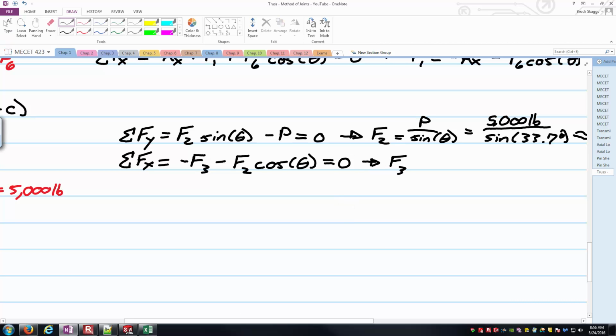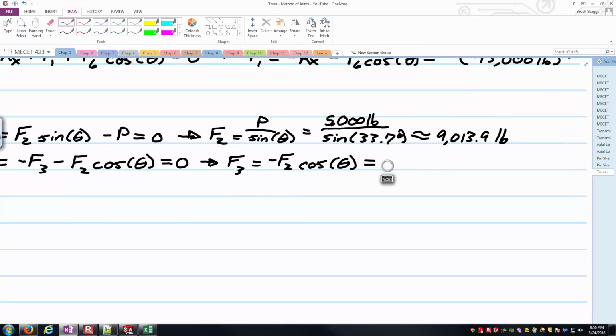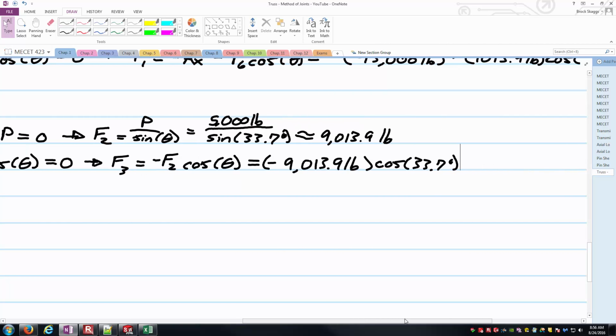And so looking at this, F3, what do we have here? F3 would be equal to negative F2 times the cosine of theta. And so negative F2, that's negative the 9,013.9 pounds, so negative here times our cosine of theta. And we'll see what we have. So negative 9,013.9 times our cosine of theta, negative 7,500 pounds. And so F3 is actually going to be in compression, carrying a force of 7,500 pounds. There we go.